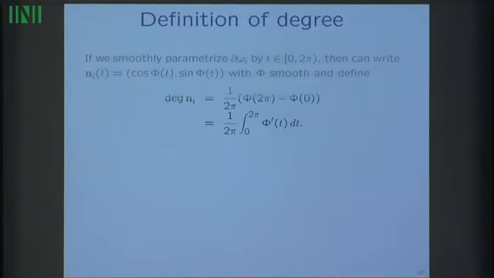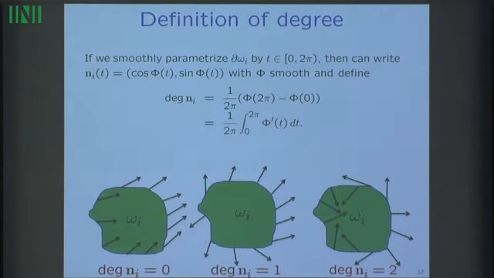And so let me just remind you first of all of the definition of the degree of a curve. So if you smoothly parameterize one of these boundaries, partial omega_i, by t going from 0 to 2 pi, then you can write n_i of t as (cos phi(t), sin phi(t)) with phi smooth, and you define the degree of n_i then to be the integral of phi prime, or the average of phi prime. So it's 1 over 2 pi times phi(2 pi) minus phi(0). And so here are some examples of degree 0, degree 1, degree 2 vector fields.